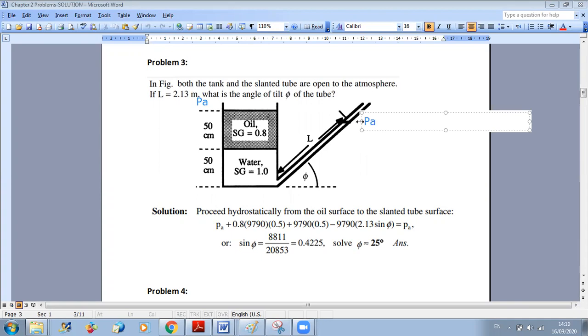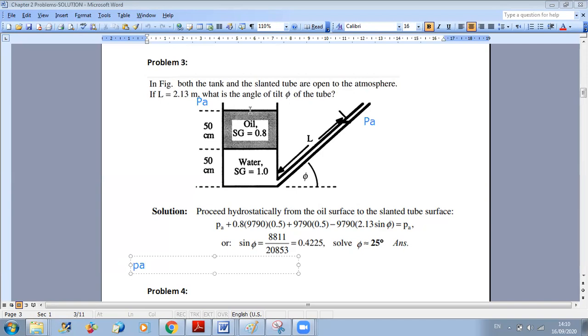Since I know the pressure at the beginning and the pressure at the end, I can relate pressures from this point to this one to find my unknown. My only unknown in this problem is angle phi. So let us start moving from this level. I can write that I start with P atmospheric, so PA.